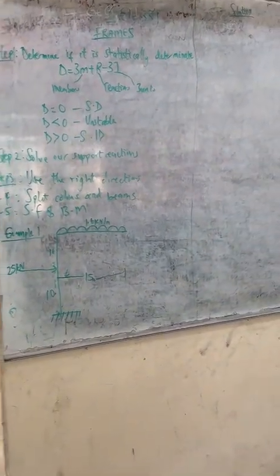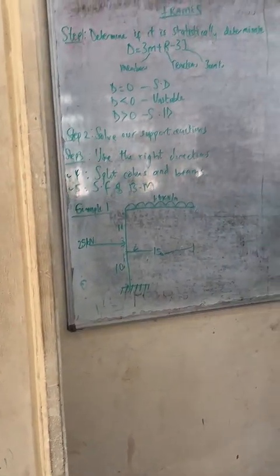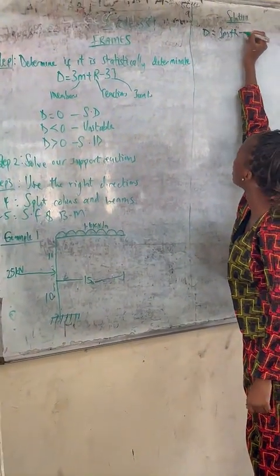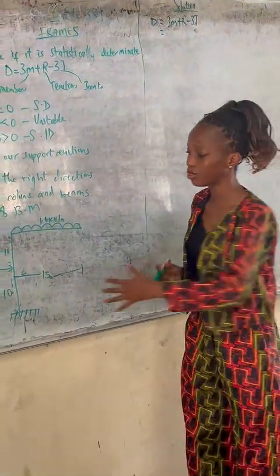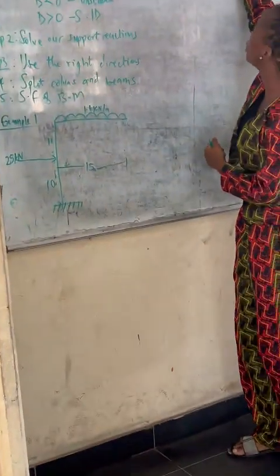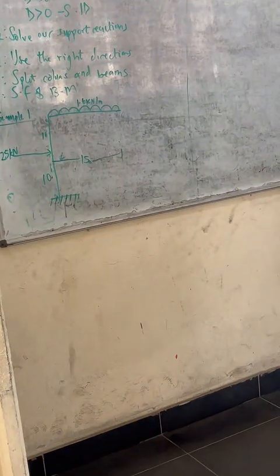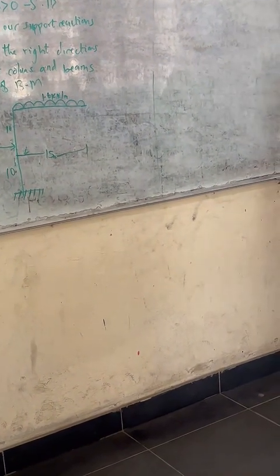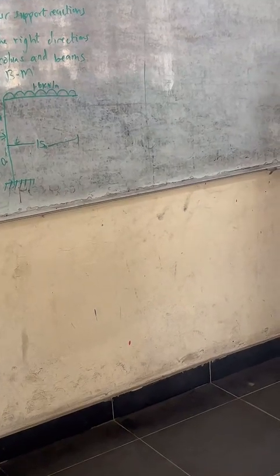So the very first step is to check if it is statistically determinate. So with this formula, that is our D is equal to 3M plus R minus 3J. Now, how many members do we have? This is a member, this is a member, so we have 2 members. So we have 3 into 2 plus the normal reactions, we have 3 reactions: our summation of upward forces, summation of horizontal forces, and our moment.